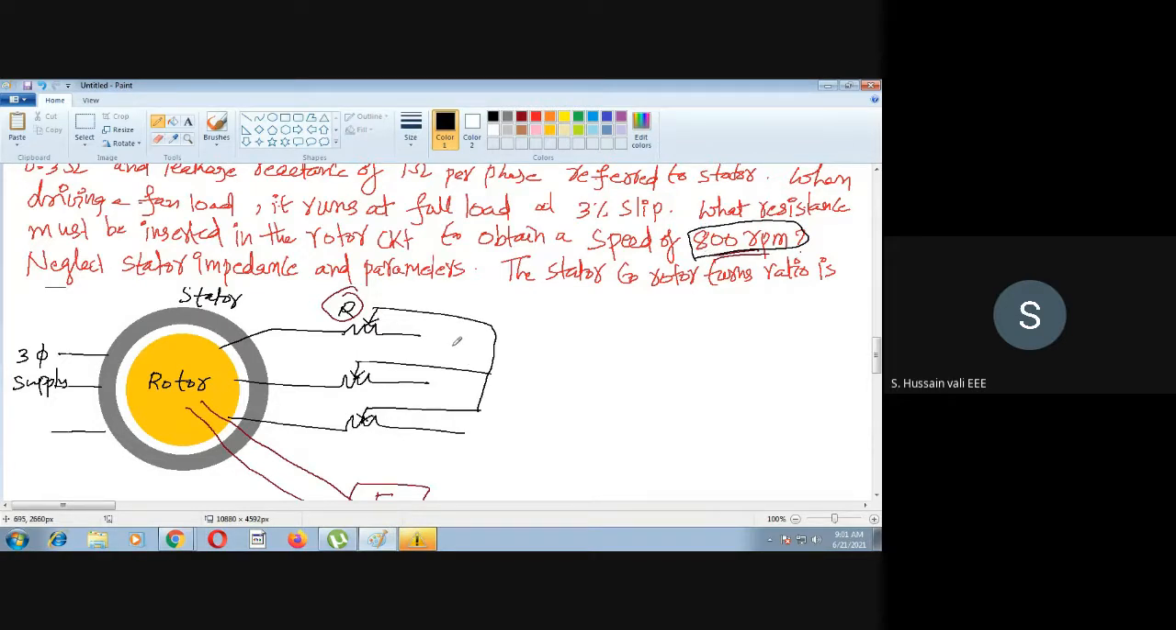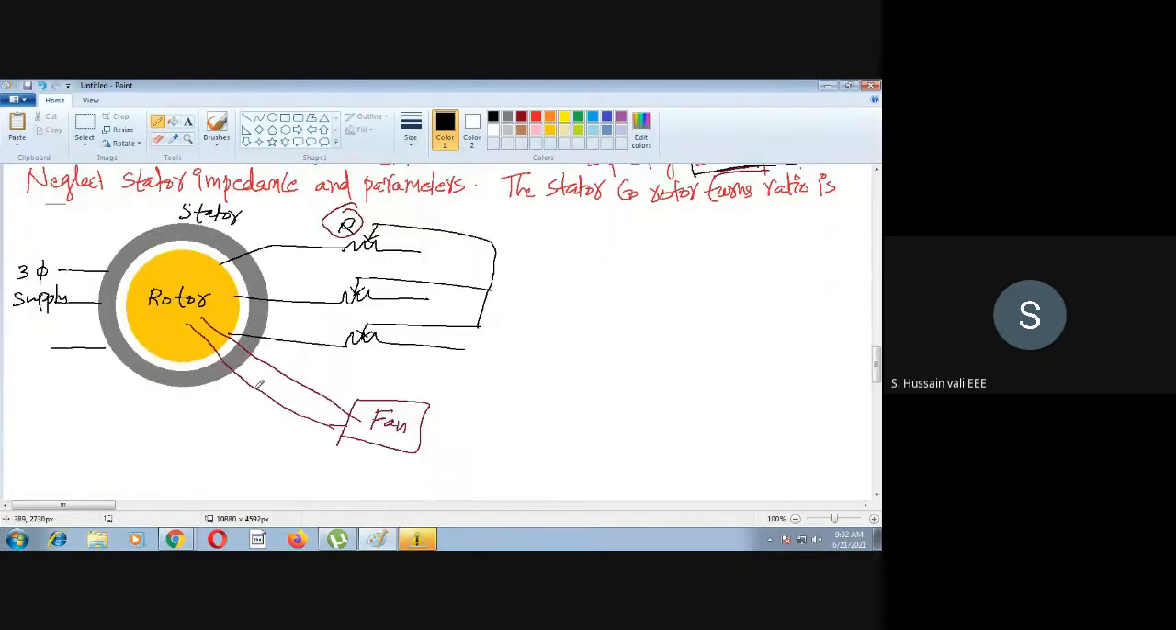I hope you remember a few important things which I would like to say here. First of all, you know the operation. By giving the supply here, the rotor develops a torque, and that torque you can call Te, the electromagnetic torque, and this you can call TL.